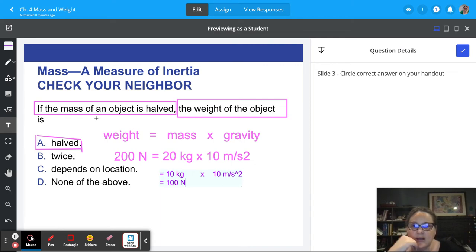So on your notes handout, I should see A marked as correct answer, and I should see this right here showing the working out of that problem. So you should have weight equals mass times gravity. You should have 200 newtons equals 20 kilograms times 10 meters per second squared. And then you should have the drop down where we do half of mass, gravity is the same, and we calculate 100 newtons.